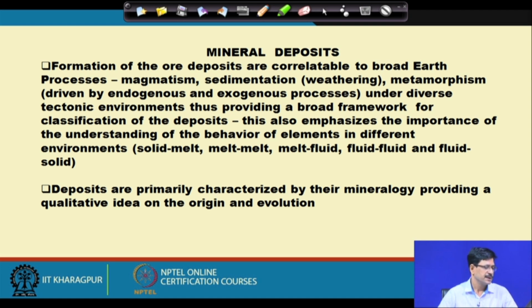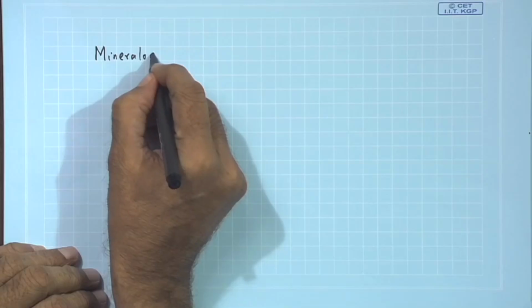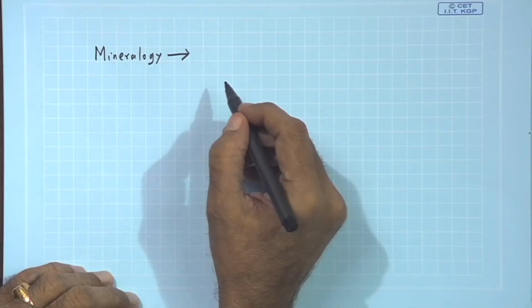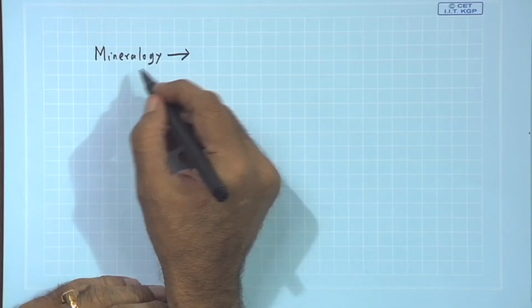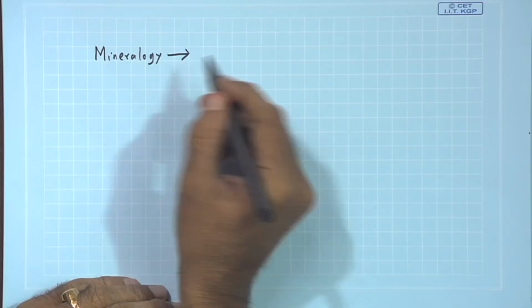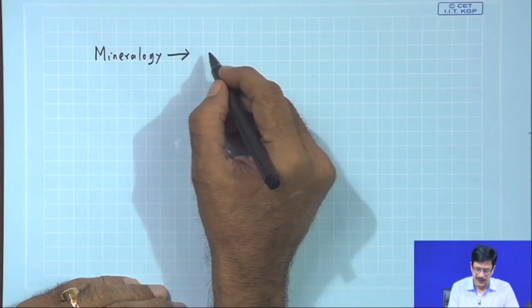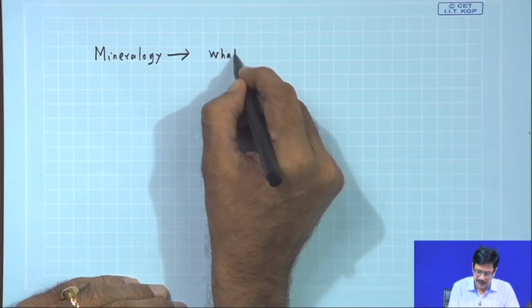And deposits are primarily characterized by their mineralogy. So, mineralogy is a very essential attribute of any mineral deposit. So, the first and foremost, as we all being geologists, the very first and foremost attribute of a mineral deposit, of an ore body to be very specific, is the mineralogy. Mineralogy is essentially we understand what are the minerals which are present there.